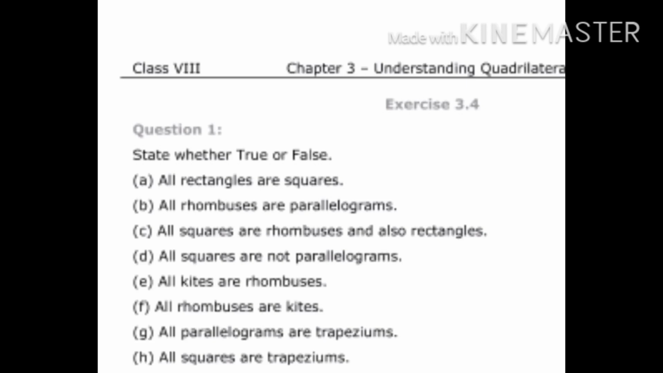Now number G was all parallelograms are trapeziums. Now it is true because all parallelograms have a pair of parallel sides. Number H is all squares are trapeziums. Now it is true because all squares have a pair of parallel sides. I think everything is clear.